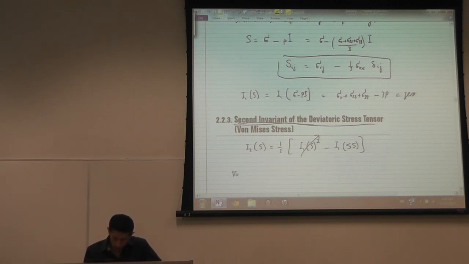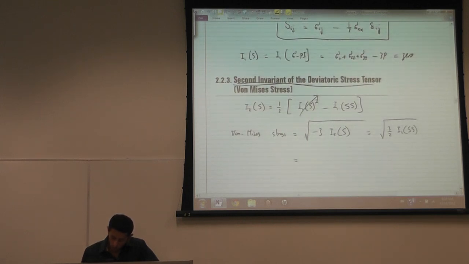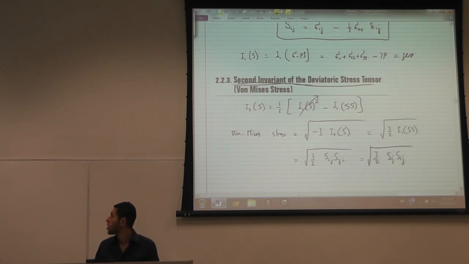Now the von Mises stress is related to the second invariant, which is equal to the square root of negative 3 I2 of S, which is equal to 3 over 2 I1 of SS. I1 of SS, you can replace with SS in components, which is equal to Sij Sji, since I'm summing the diagonal components. But S is symmetric, so I can write it Sij Sij, and summation is implied. I'm summing over i and summing over j.